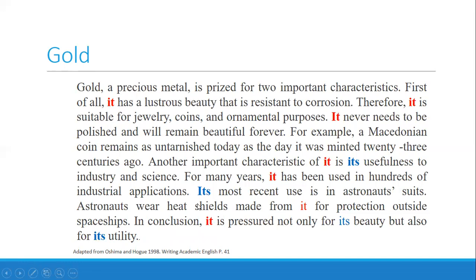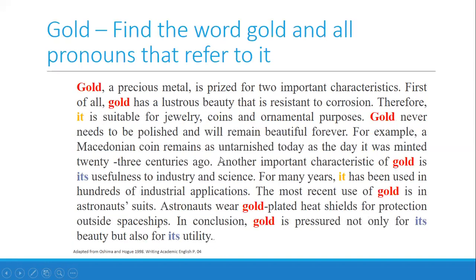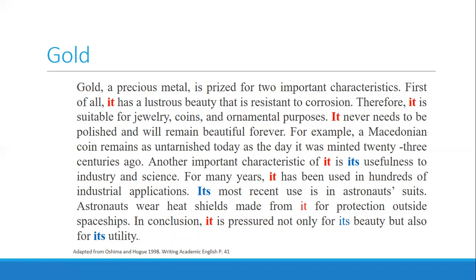So it's a little confusing, right? If you try to write a paragraph by using the key noun only at the beginning and then by replacing the key noun with the pronoun throughout the paragraph, then it's a little confusing and it's not actually very clear to the reader. First of all, gold, a precious metal, is prized for 2 important characteristics. First of all, it has a lustrous beauty, therefore it is suitable for jewelry. It never needs to be... So this is not a very good paragraph compared to this paragraph because the key noun has not been repeated appropriately. So try to avoid this mistake.